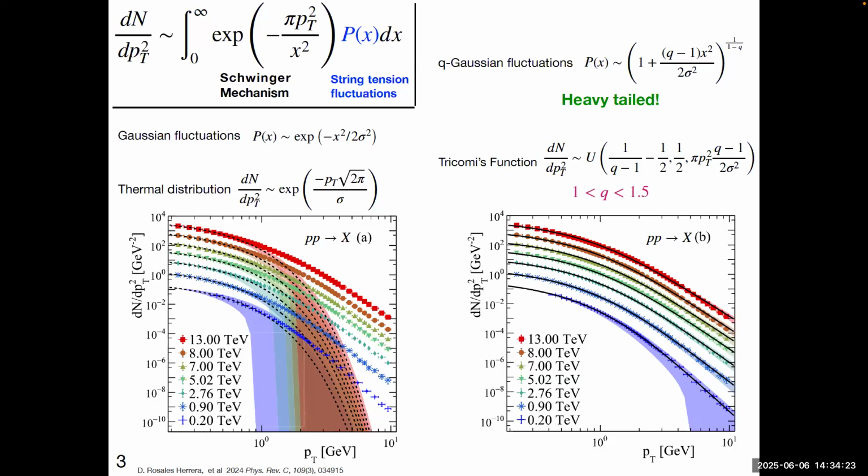And it is very important that when we derive the mean PT, we need the mean PT to converge. So that constrains the values that Q can take. So in our model, Q is between 1 and 1.5. When Q is equal to 1, we recover the Gaussian fluctuations and then the thermal distribution. But this is important because we are finding Q values higher than 1. So this means that we are having systems away from thermal behavior.